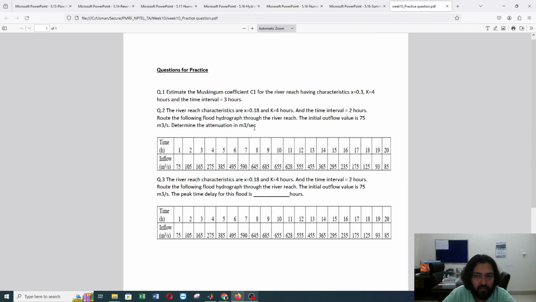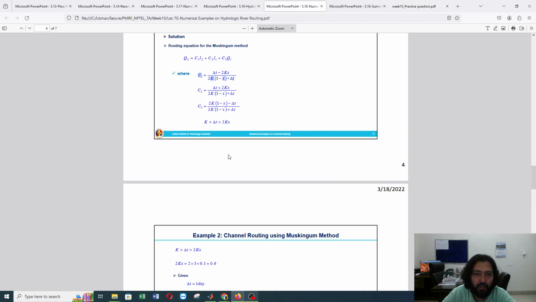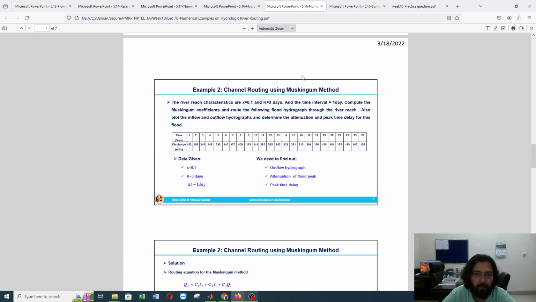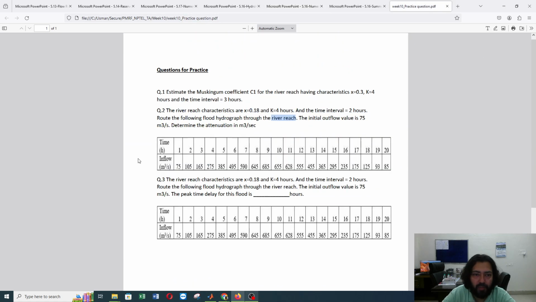Now the next question they have given us is about the river reach characteristics. x is given to us, k is given, and the time interval is given. They are asking us to route the falling flood hydrograph through the river reach. It means it is a problem of river routing, that is channel routing. The initial outflow value is 75 meter cube per second. Determine the attenuation, right? And for the same question they are asking us to calculate the peak time lag. This problem is similarly based on this equation. So let us solve this using equation 2 and equation 3.